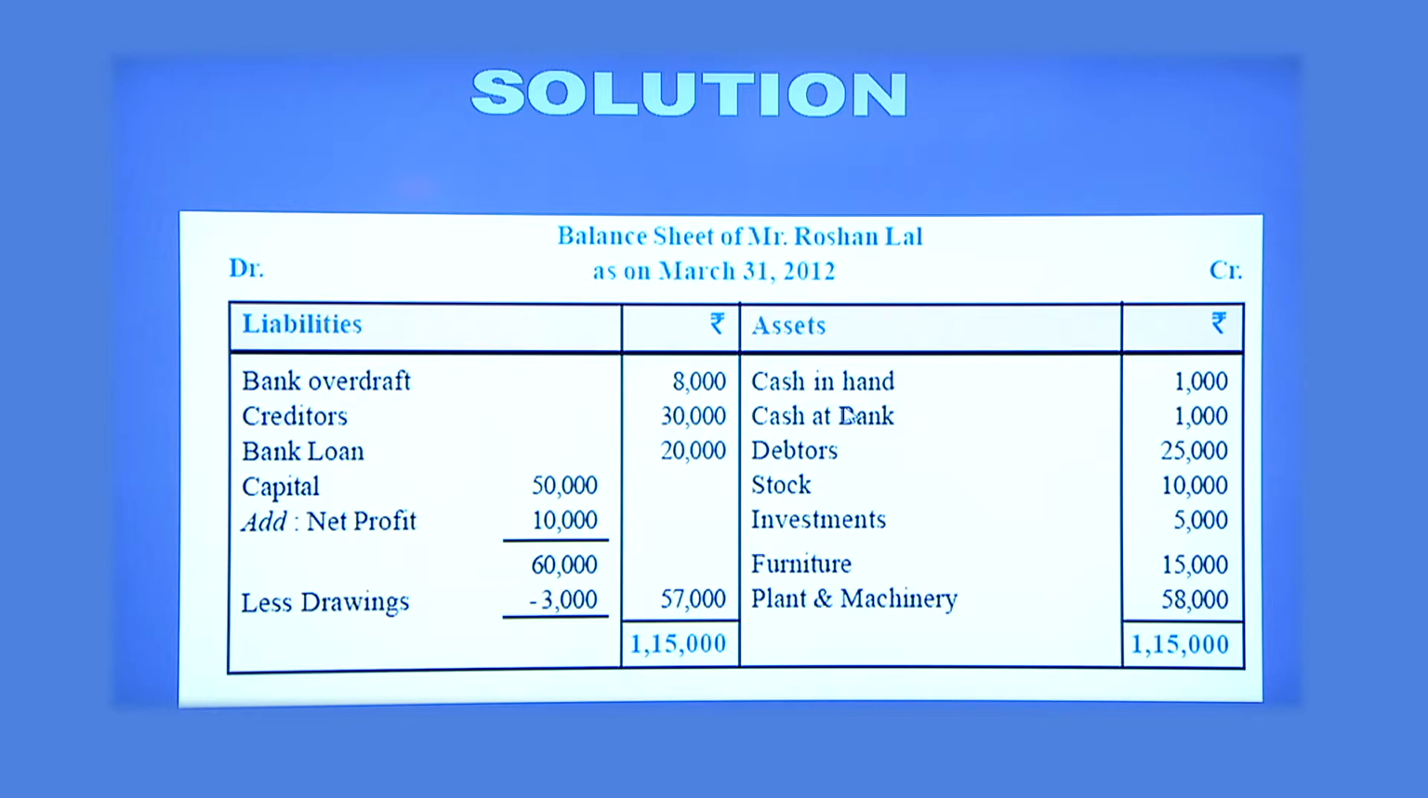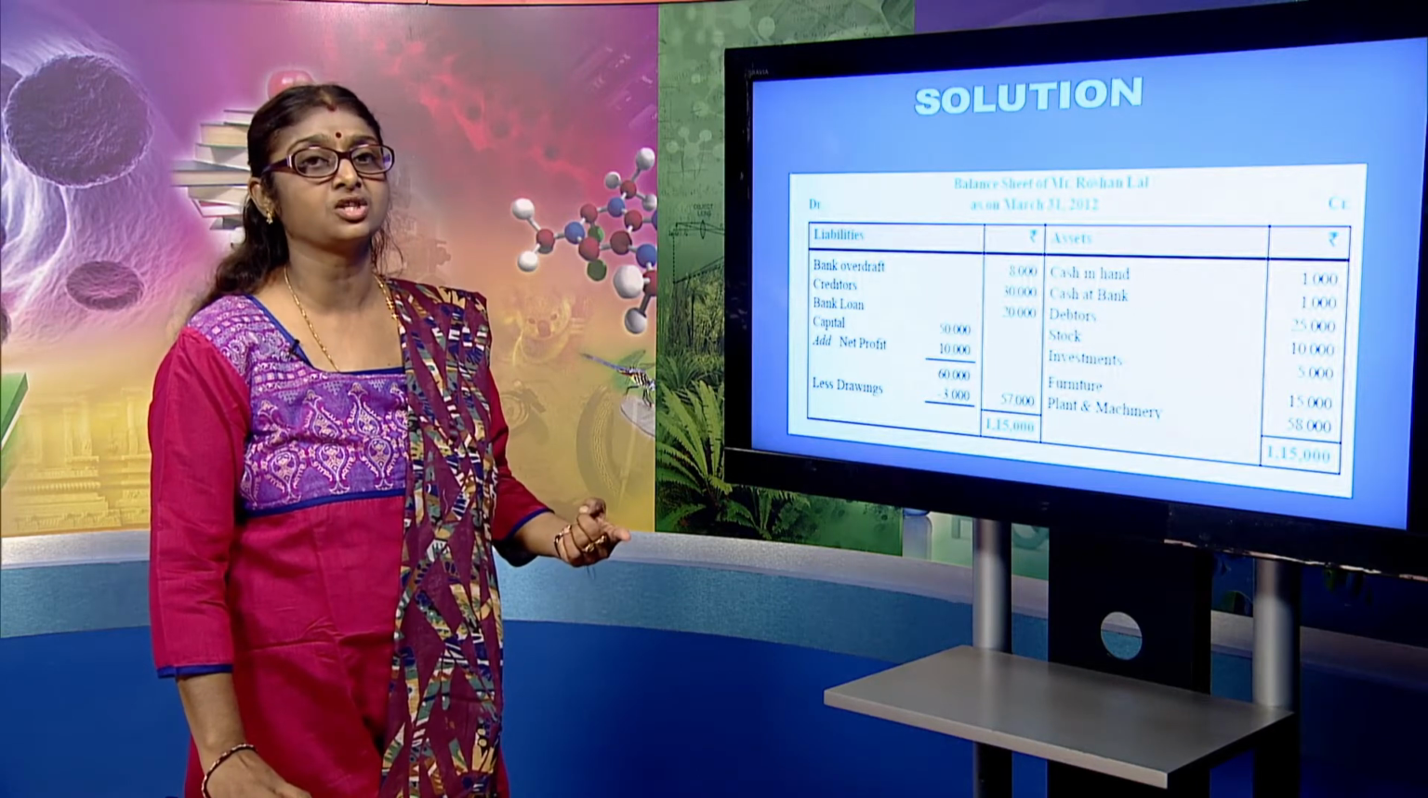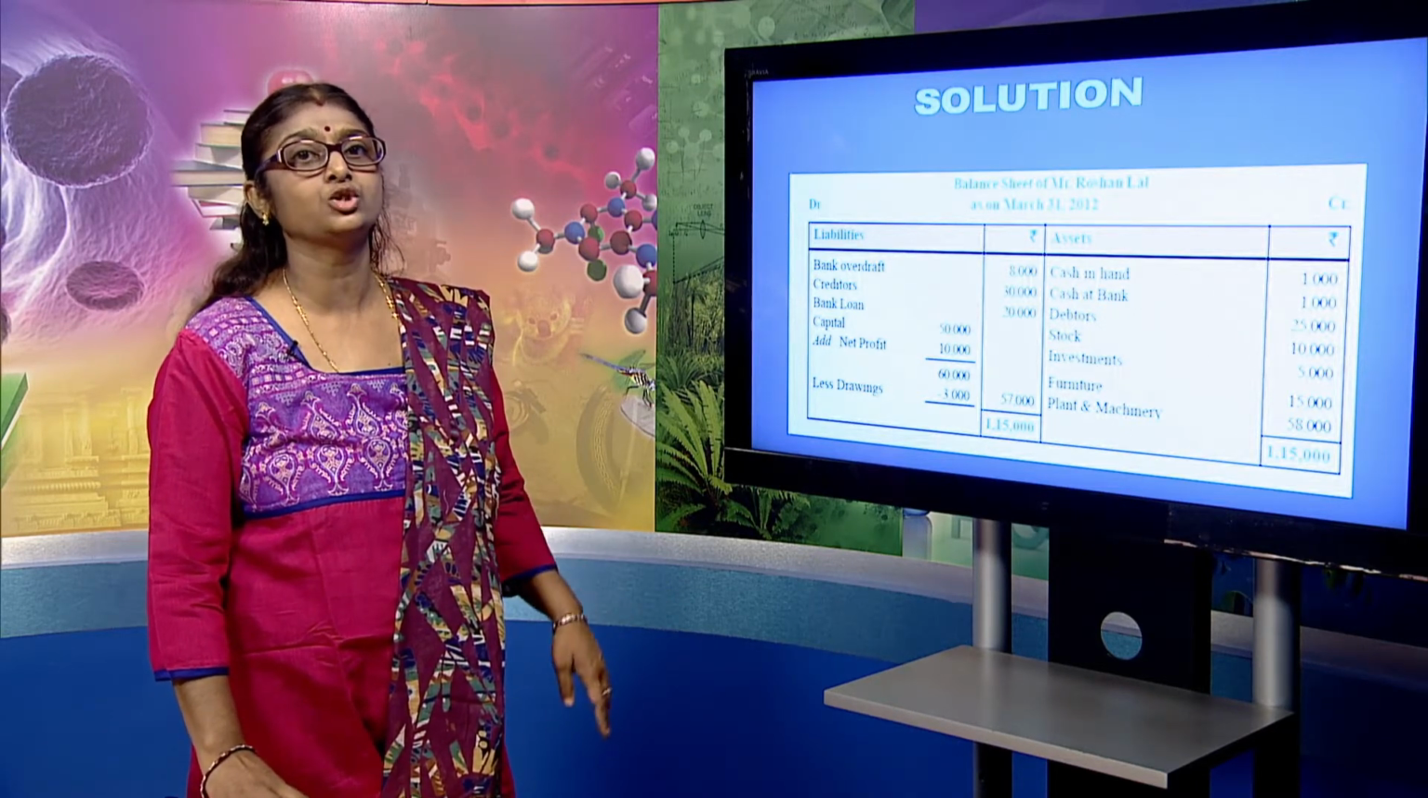Then if you are totaling, you should get the same total on the debit side and on the credit side, that you have done the answer properly. That is, always in a business organization, assets should be equal to liabilities.